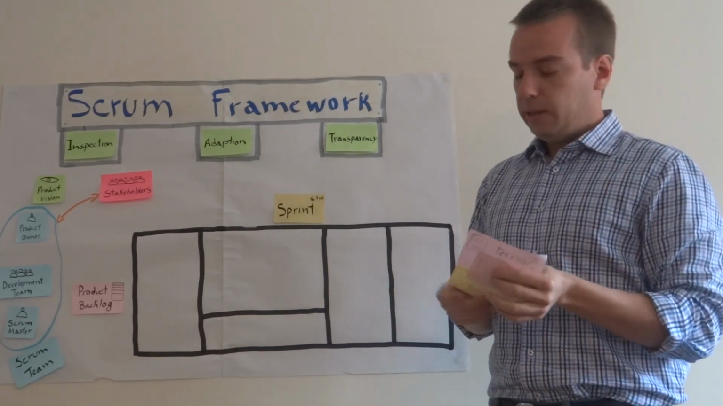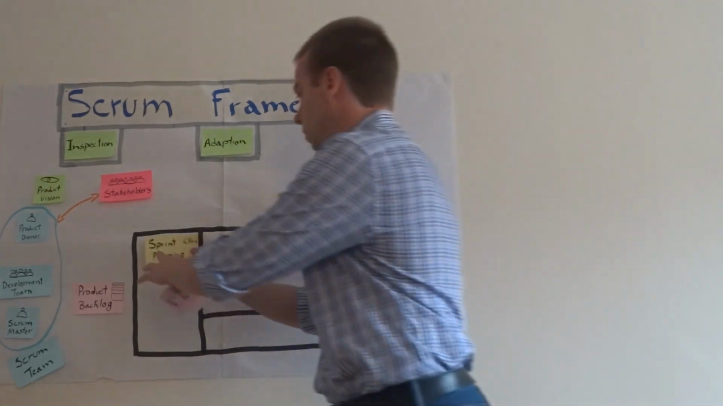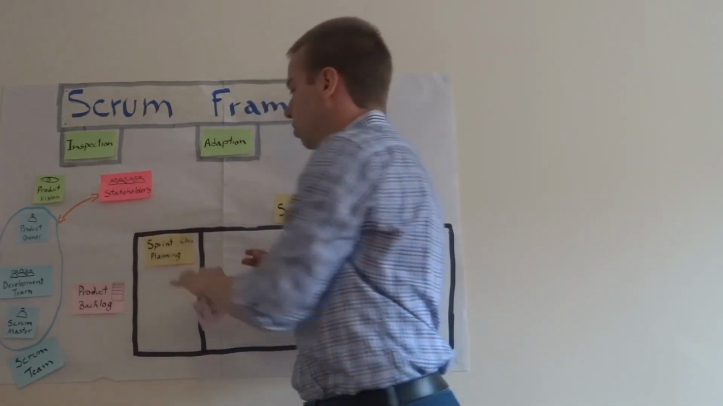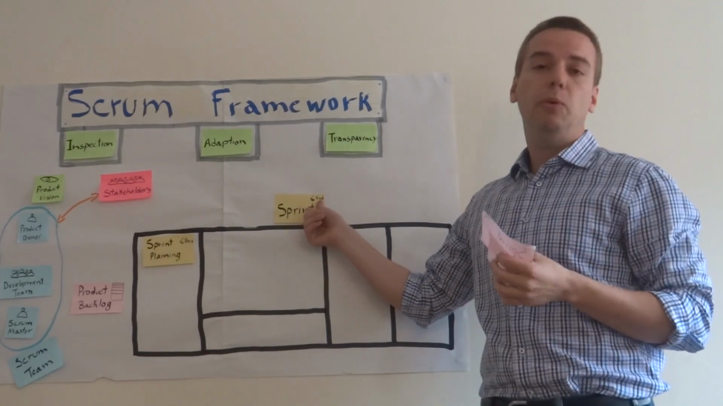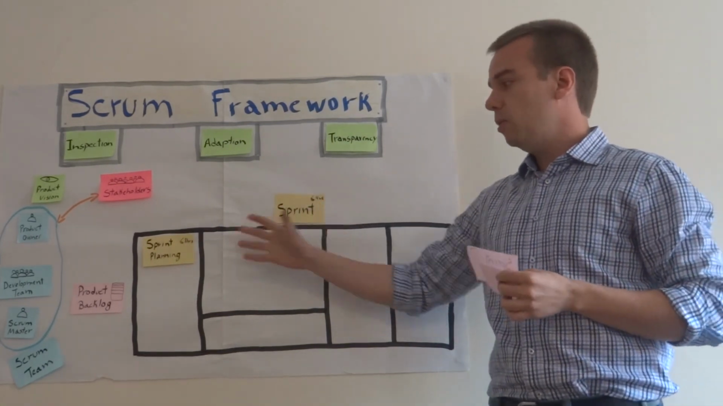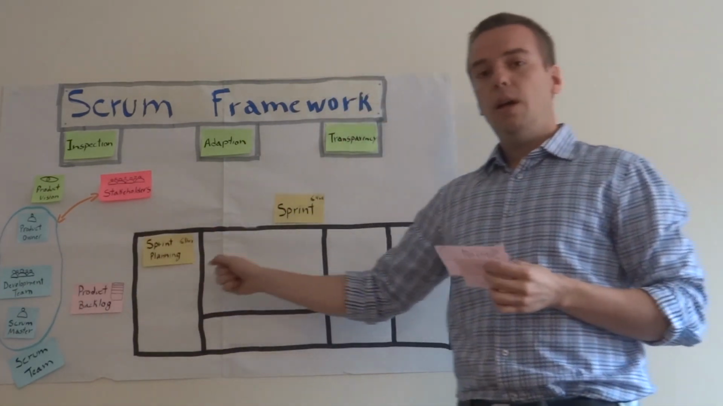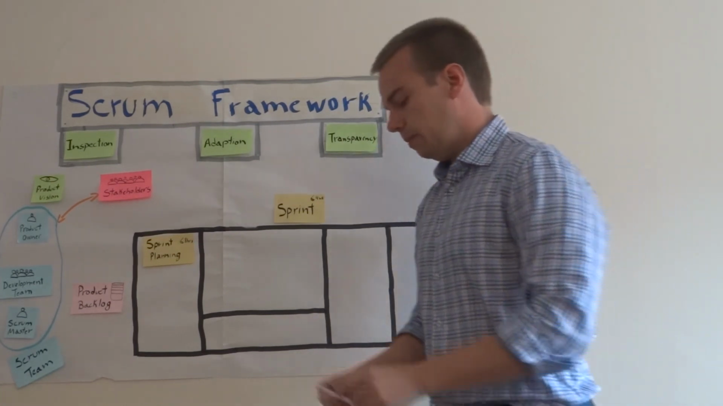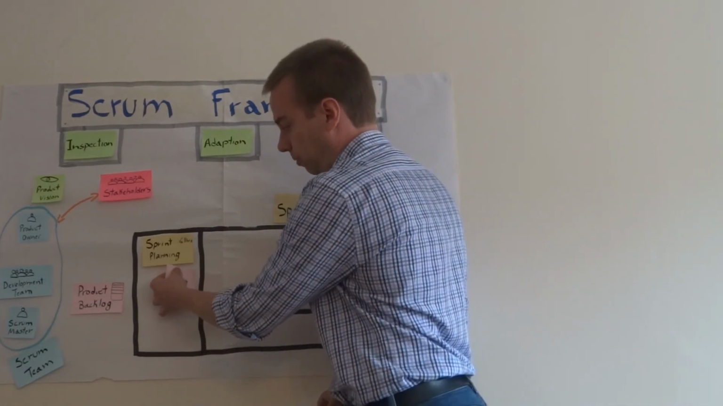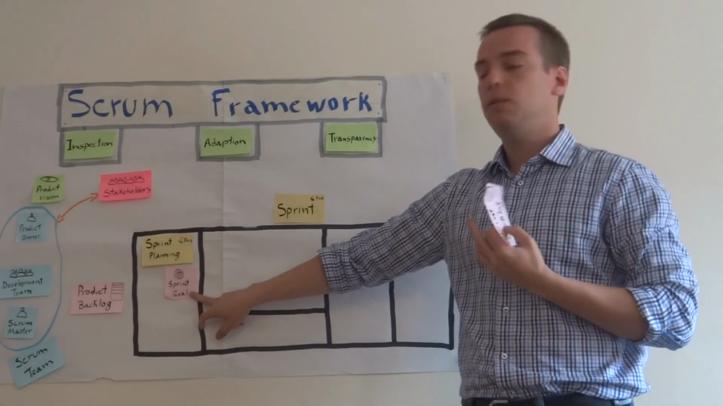So we have another event within this frame, which is called the sprint planning. The sprint planning is 8 hours or shorter for a 1-month sprint, and it's the moment that the Scrum team gets together, and they're gonna work on what we intend to achieve within this sprint. This means the sprint goal.